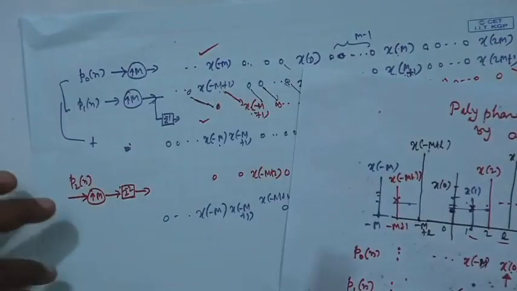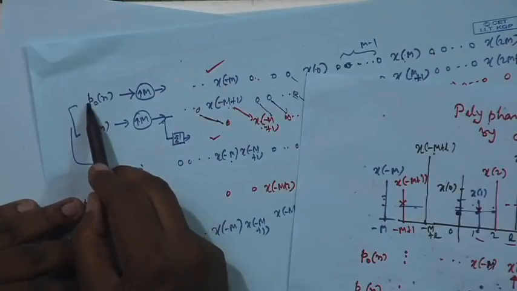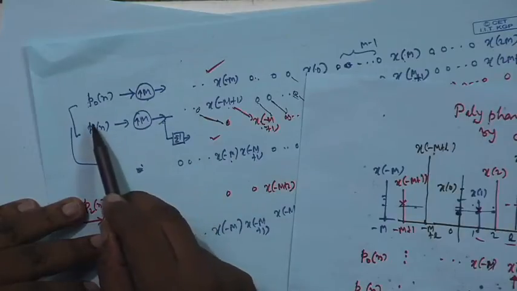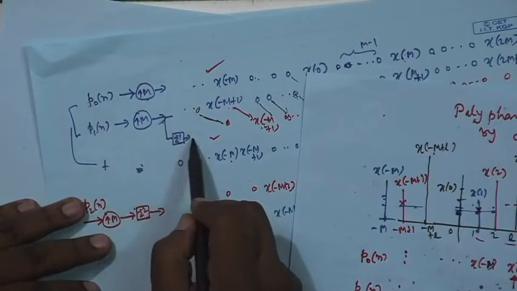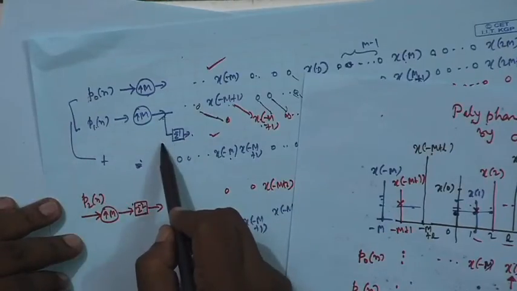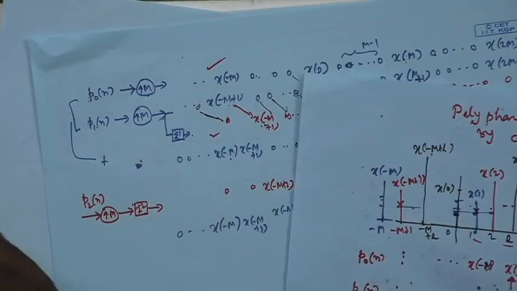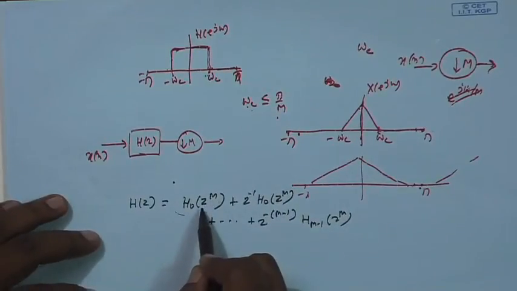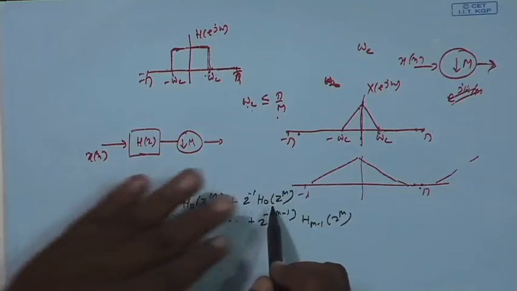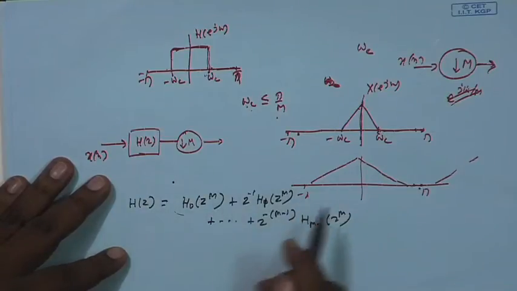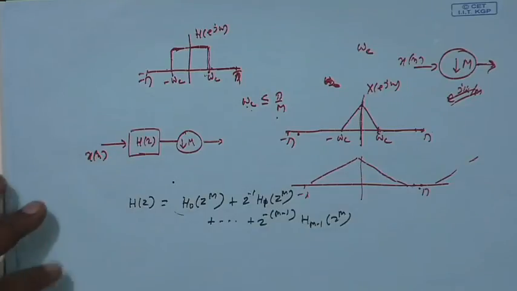In terms of the Z transform, if P0(n) has Z transform P0(z), it becomes P0(z to the power M), because it is expanded. P1(z) becomes P1(z to the power M) times z inverse, and so on. P2(z) becomes P2(z to the power M) times z to the power minus 2. Overall, the Z transform is the summation of these, and that is the polyphase decomposition. So H0 expanded gives H0(z to the power M), then H1 expanded and then z inverse, because of one shift. The next one is H2(z to the power M), because expanded, then a shift of 2, z to the power minus 2, and so on. This was your polyphase decomposition.